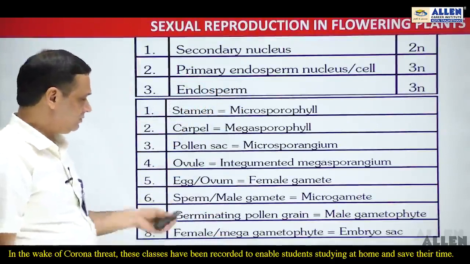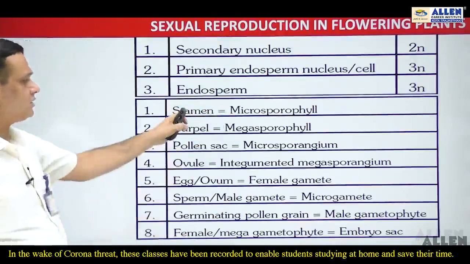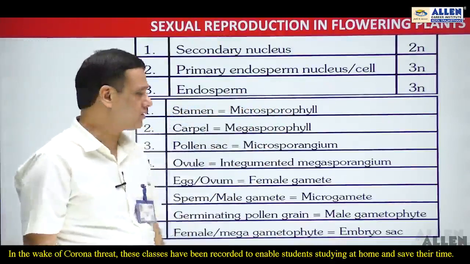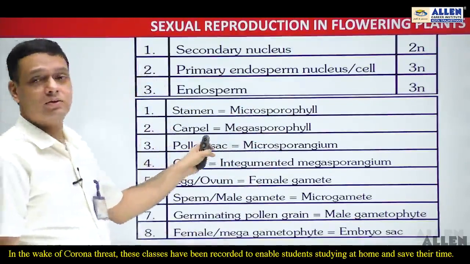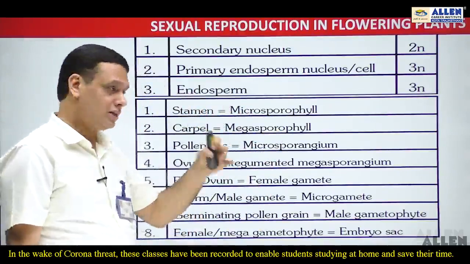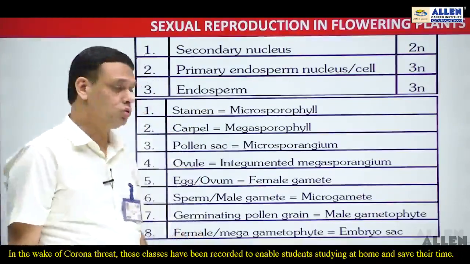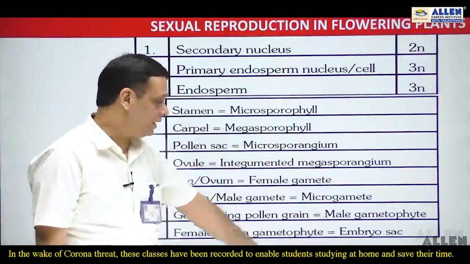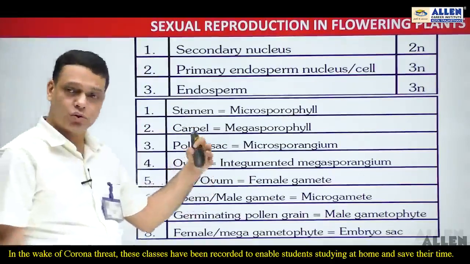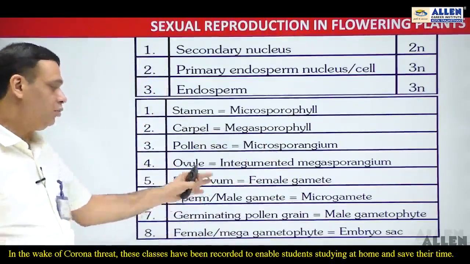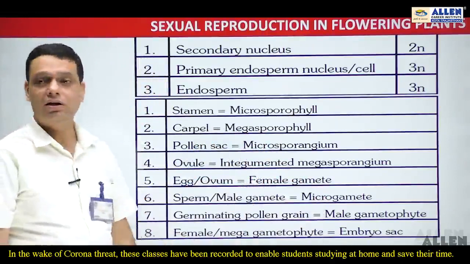These are certain parts of plants which are equivalent to other things. The stamen is equivalent to microsporophyll, as we have already discussed. Carpel is equivalent to megasporophyll. The pollen sac, where the microspores are formed, is equivalent to microsporangium. The ovule, inside which the megaspores are formed, is equivalent to integumented megasporangium. Egg or ovum is a female gamete. Sperm, or male gamete, is also known as a microgamete. The germinating pollen grain is the male gametophyte, and the female gametophyte is the embryo sac.